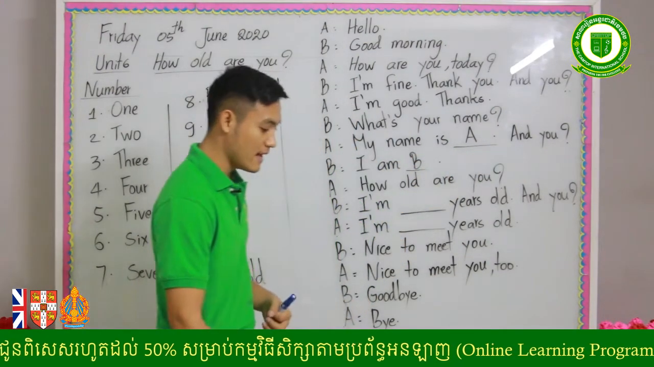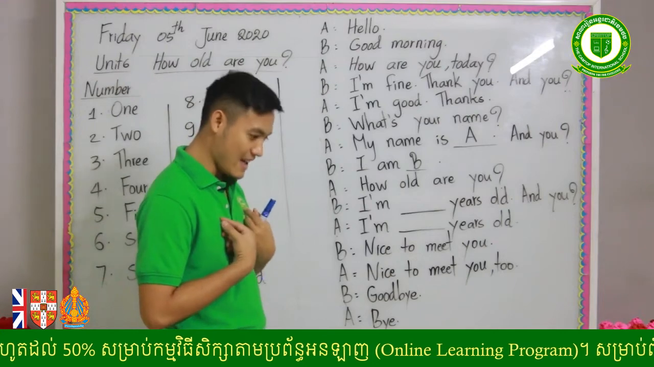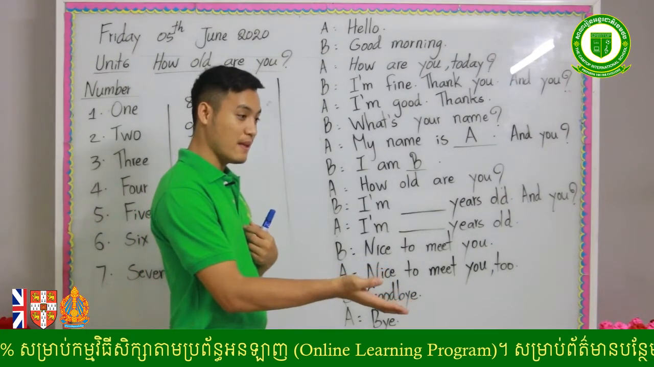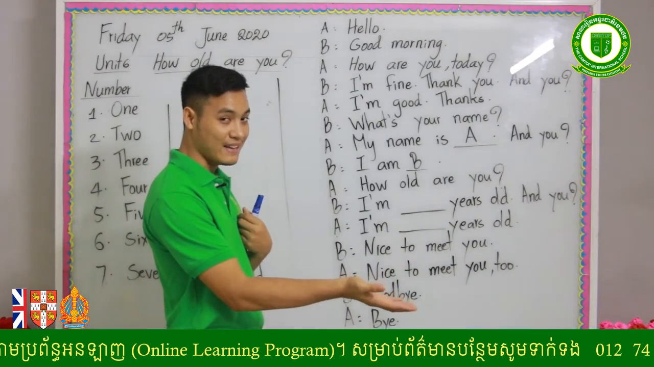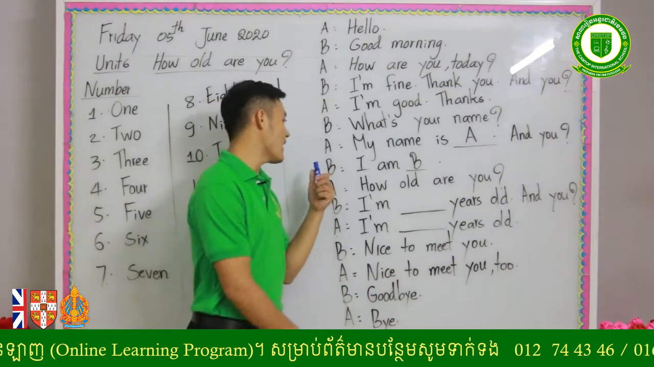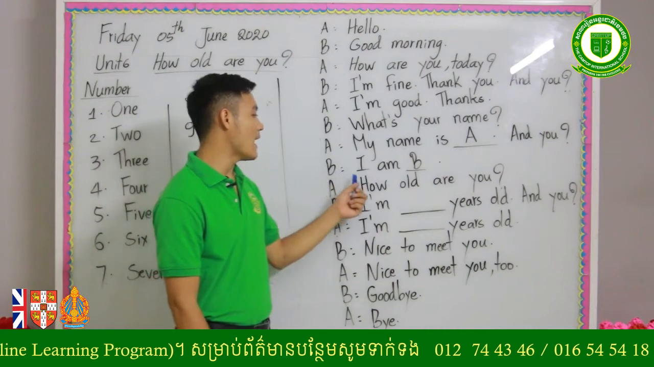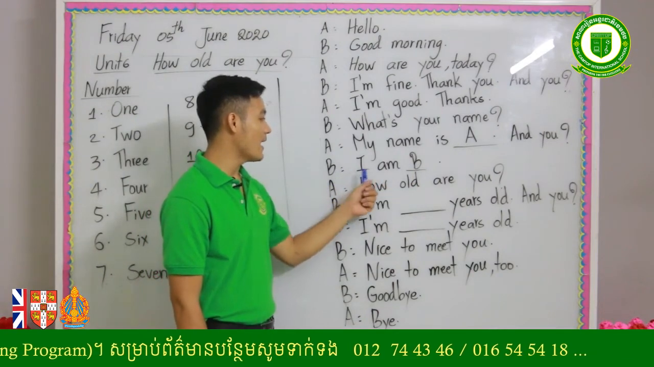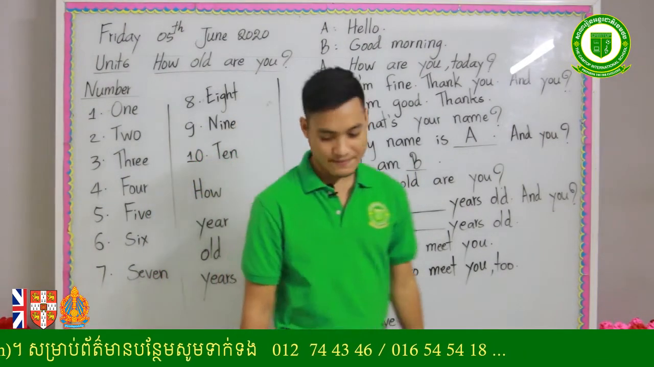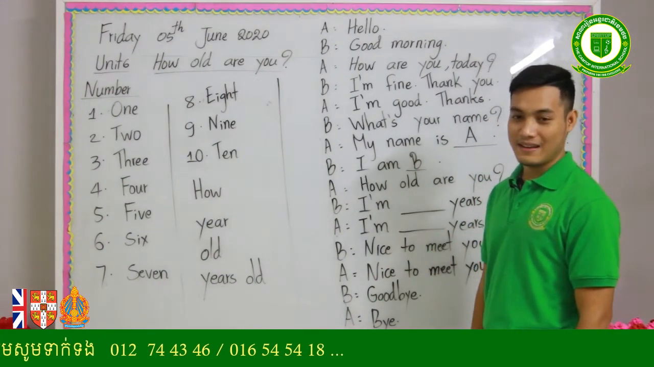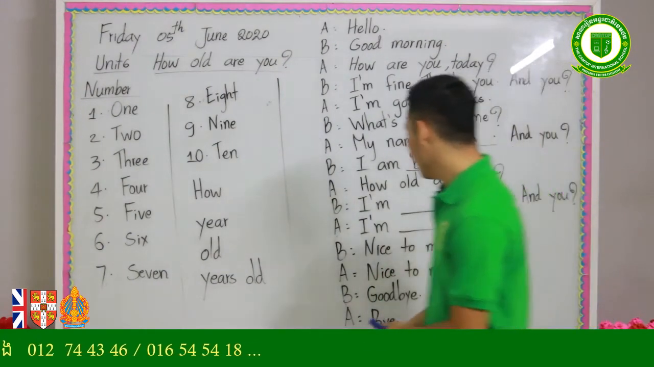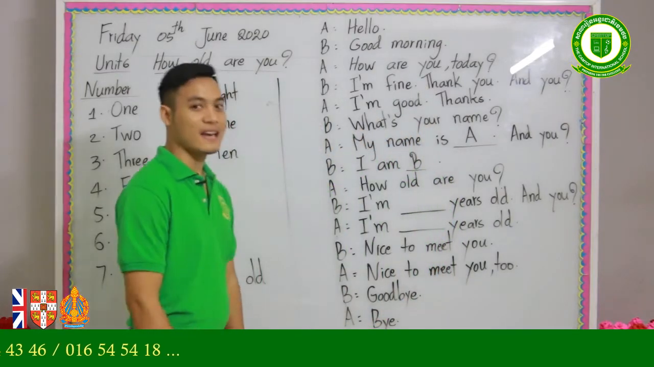Okay, A answer. My name is A. And you? Okay, good. Then Mr. B answer. I am B. Okay? I am B. Good. Then A start ask a question.